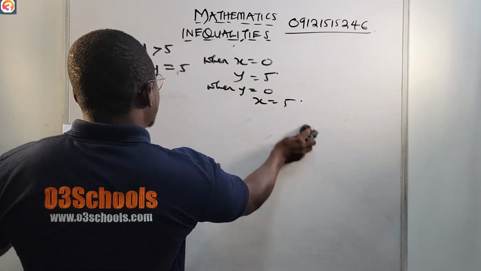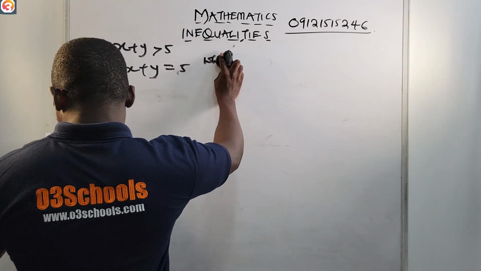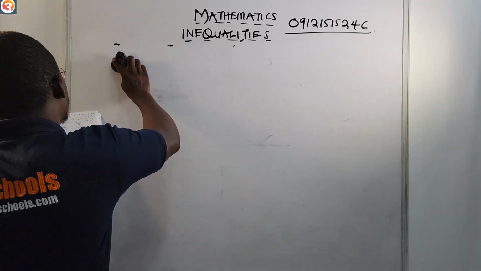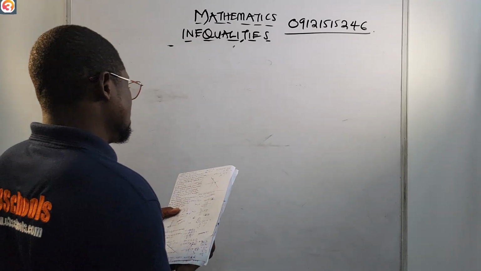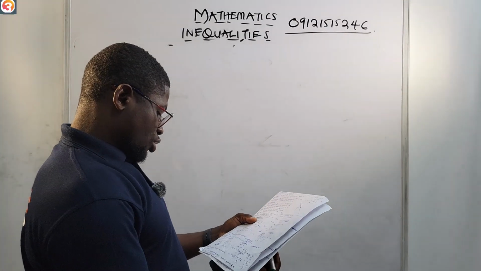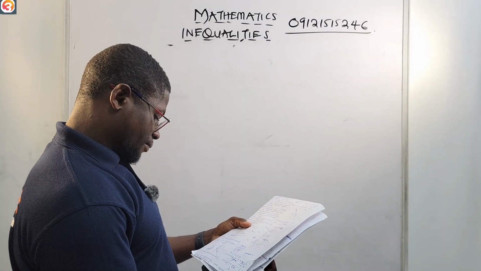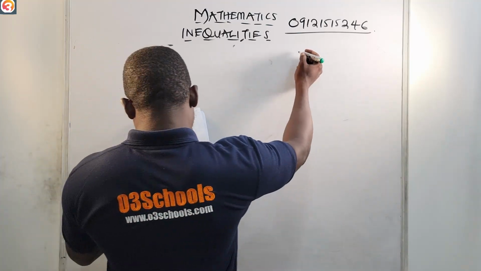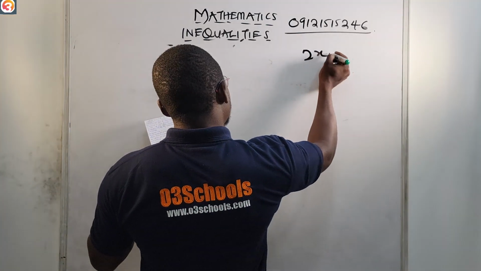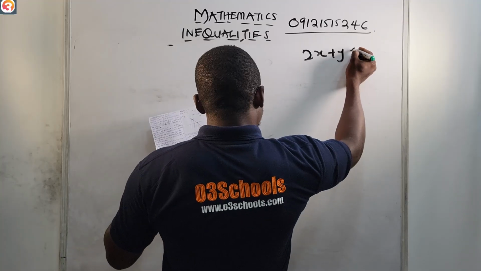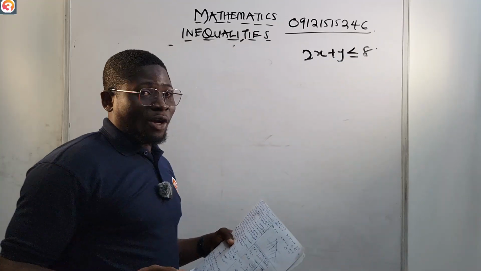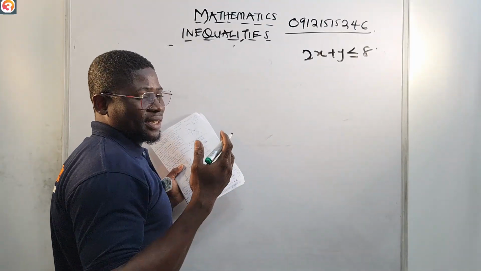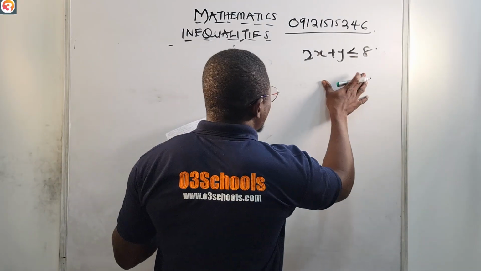Let's take another question. The question here says, show graphically the region represented by the inequality 2x plus y greater than or equal to 8. Let us solve it, so that I will not say I gave you less than or equal to. I gave you greater than or equal to. So let us solve this.